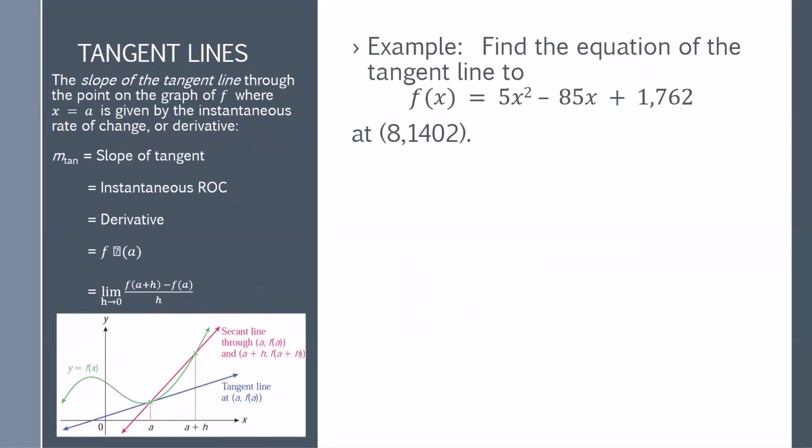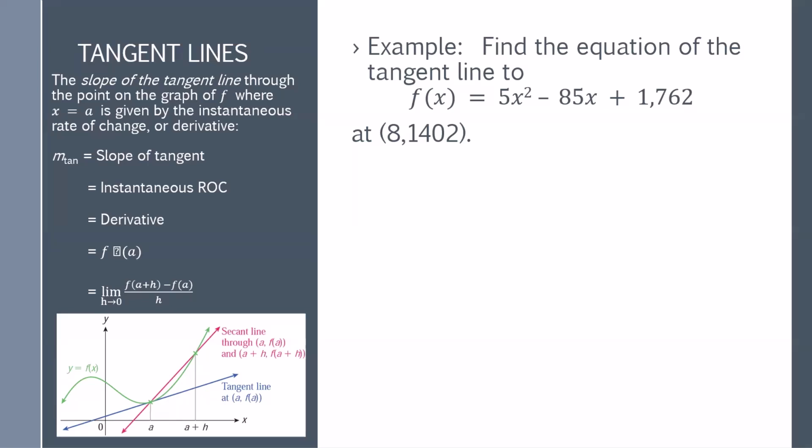I want to talk about tangent lines. The slope of the tangent line through the point on the graph of f where x equals a is given by the instantaneous rate of change, or the derivative. So the slope of the tangent line is the same as the instantaneous rate of change. It's the same as the derivative. It's the same as f'(a). It's the same as the limit as h goes to 0 of (f(a + h) minus f(a)) divided by h.